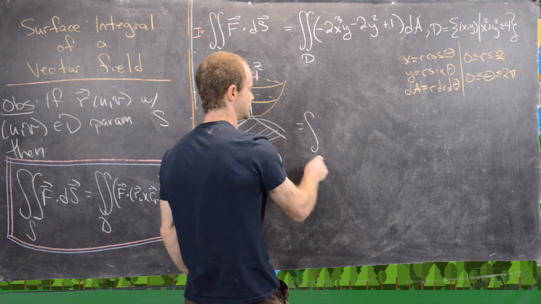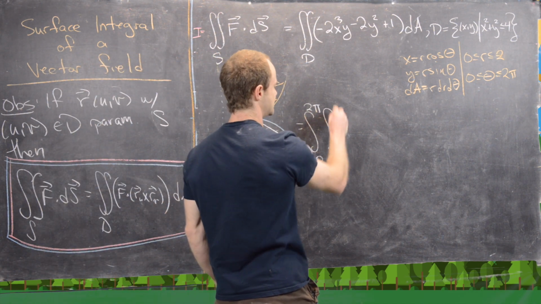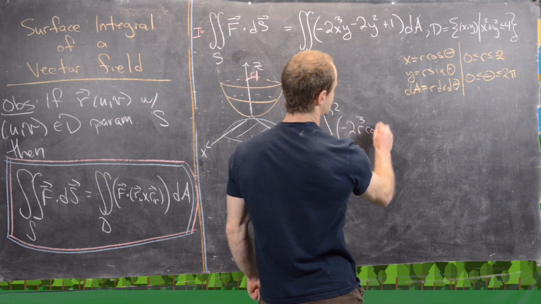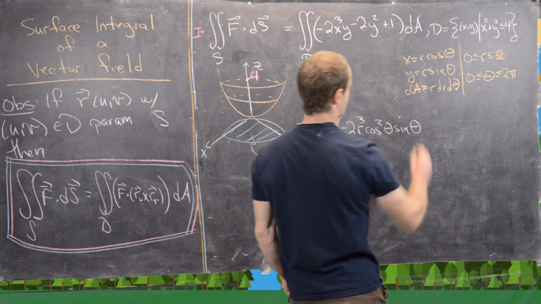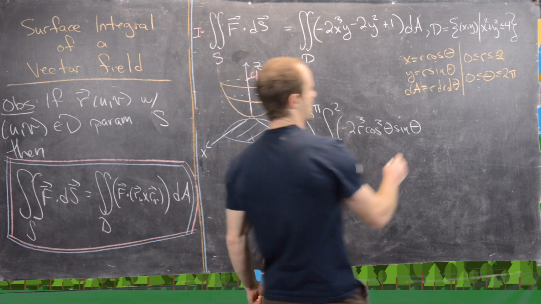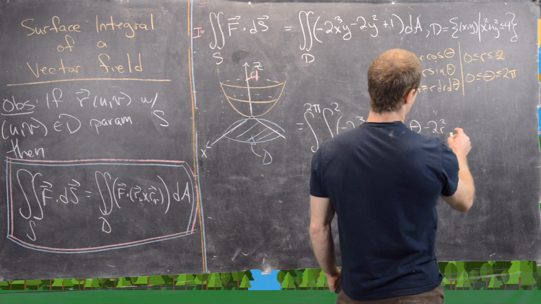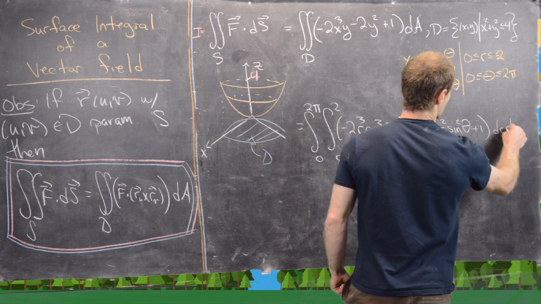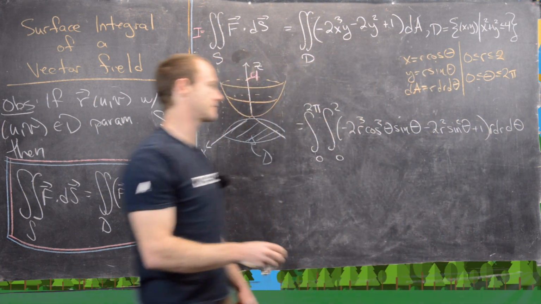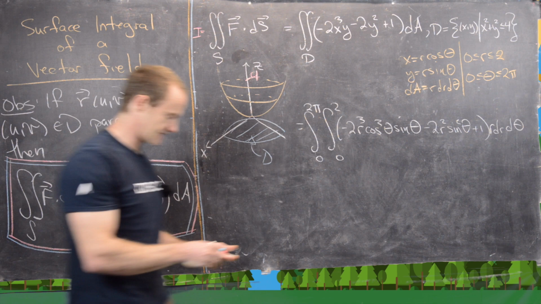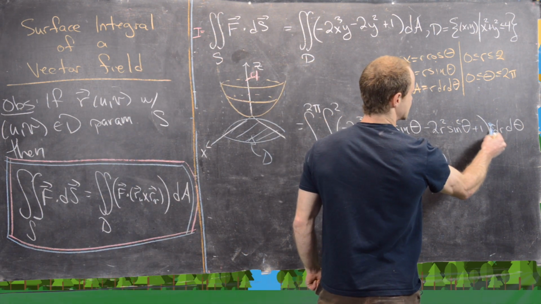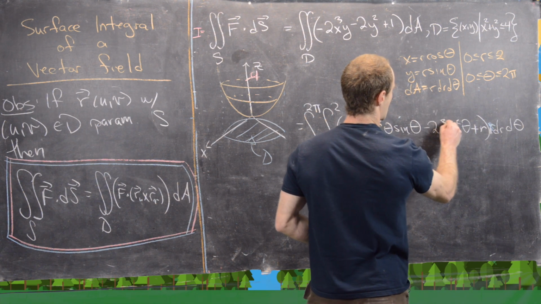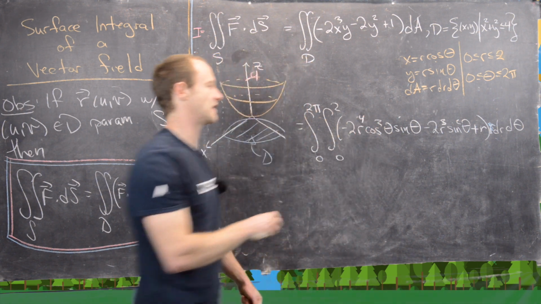So that's going to be the integral from 0 to 2 pi, the integral from 0 to 2. Now we have minus 2 r cubed cos cubed theta sine theta. And then minus 2r squared sine squared theta, and then plus 1. And then we've got dr d theta, and then we've got an extra r in there. So let's take this extra r that comes as part of the dA and distribute it in. That'll put a plus r here, an r cubed here, an r to the 4th here.